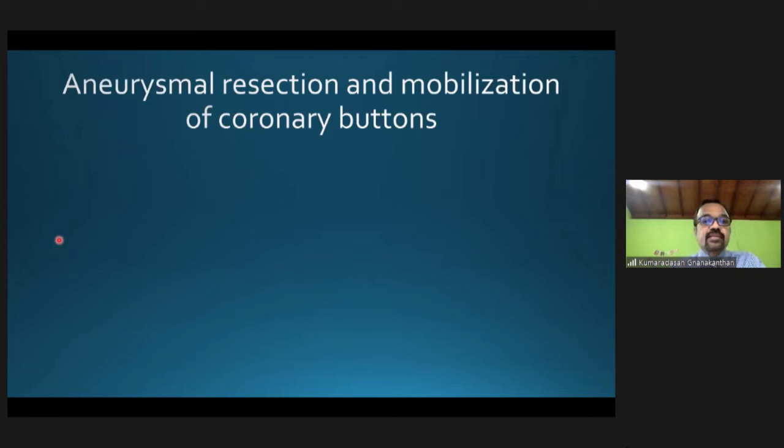So once the cardioplegia is given, then the aneurysmal resection and the mobilization of the coronary button. That's the next important thing. So I don't have the pictures to show you. What we do is we usually make a longitudinal incision and then look at the right coronary button. Because especially in the Marfan syndromes, the aorta is grossly dilated and then the right coronary button is mobilized more cranially. So if you cut low down, you might damage the right coronary artery.